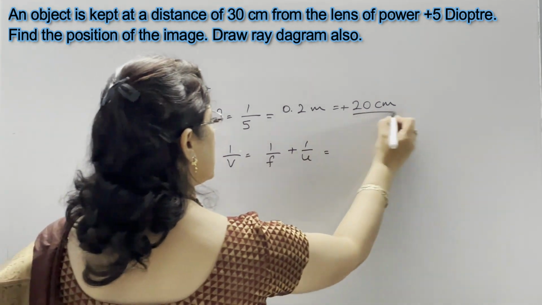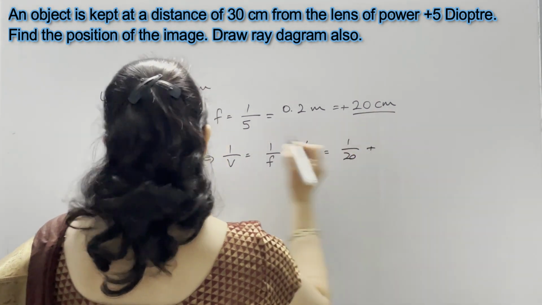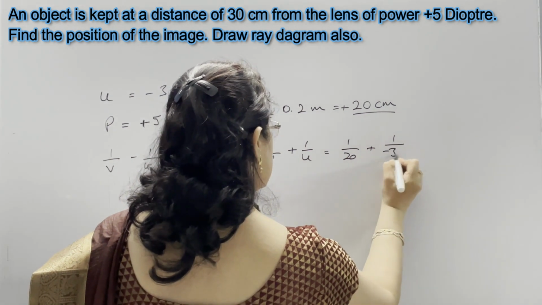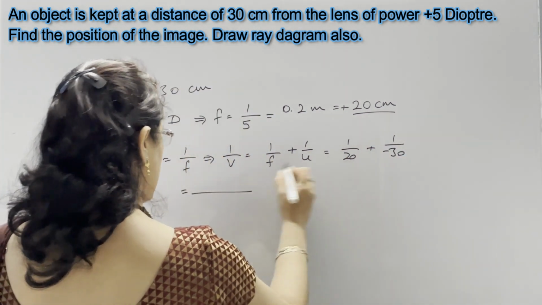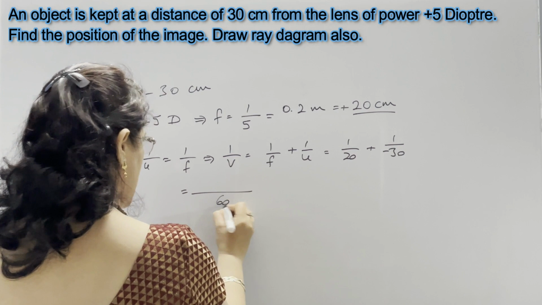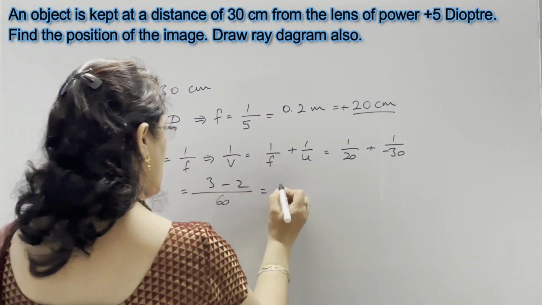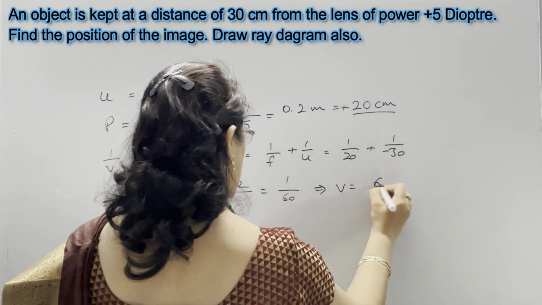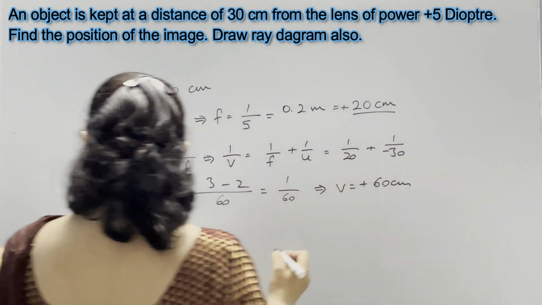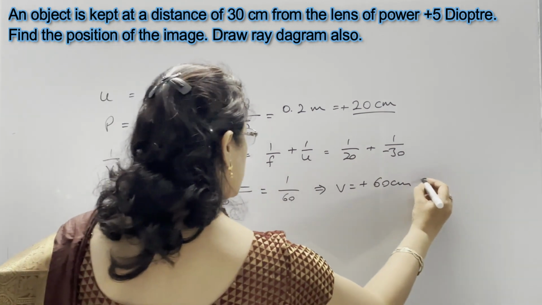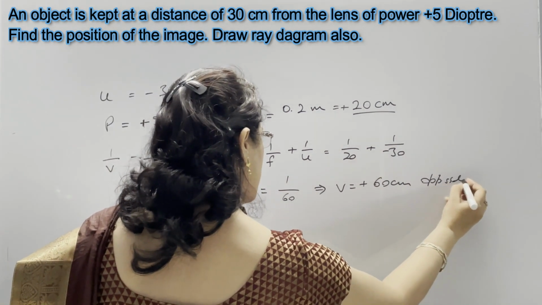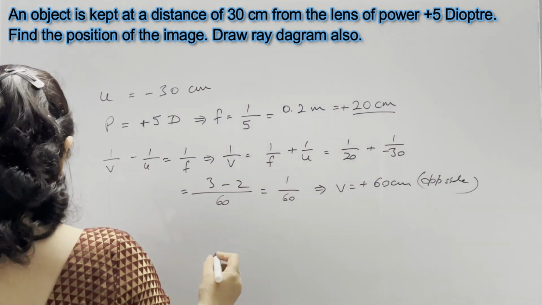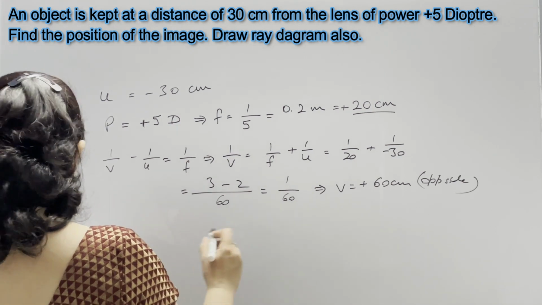Value of focal length is 20 centimeter. Value of u is minus 30 centimeter, and the LCM of 20 and 30 is 60. It means 3 minus 2, value is 1 upon 60. So value of v is equal to 60 centimeter, and it is plus. It means on the opposite side of the lens, or you can say right hand side of the lens. In this case we need to draw the ray diagram also.